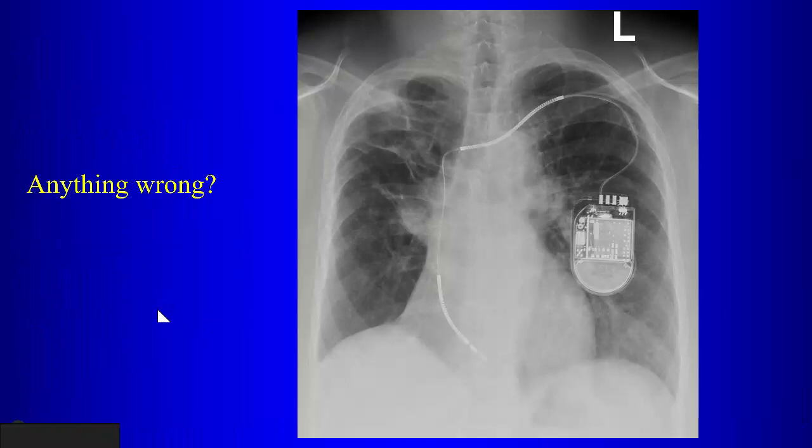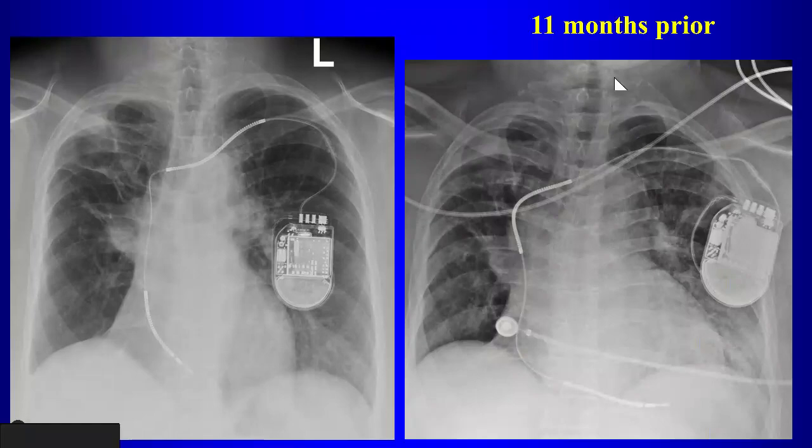So here's another patient who has an ICD. Is there anything wrong with this? Looks like the radiation. Yeah, so the tip here doesn't look like it's as distal as you would want it, and also this shock coil here, which should be in the superior vena cava. So this thing looks like it's backing out, right?